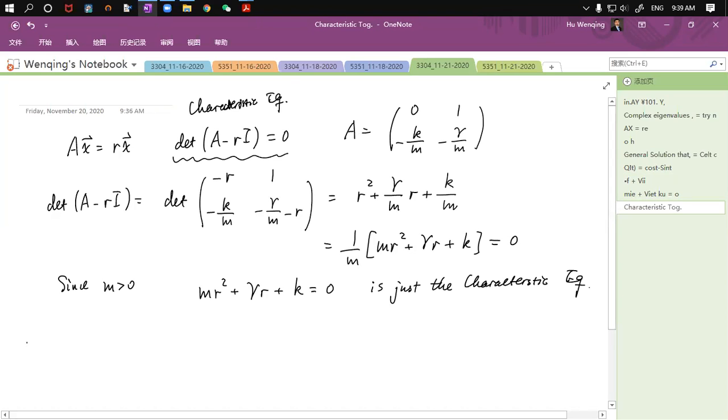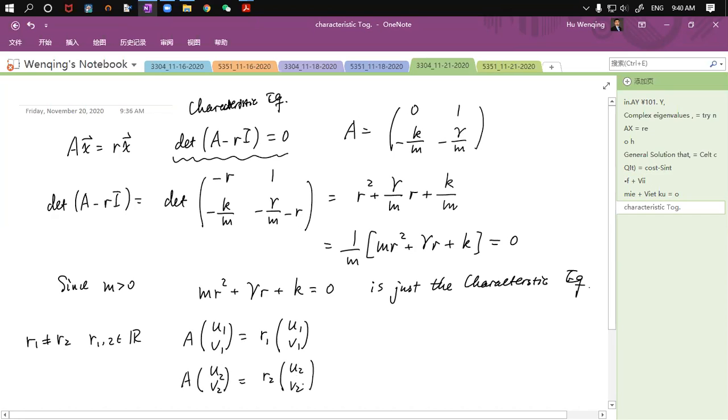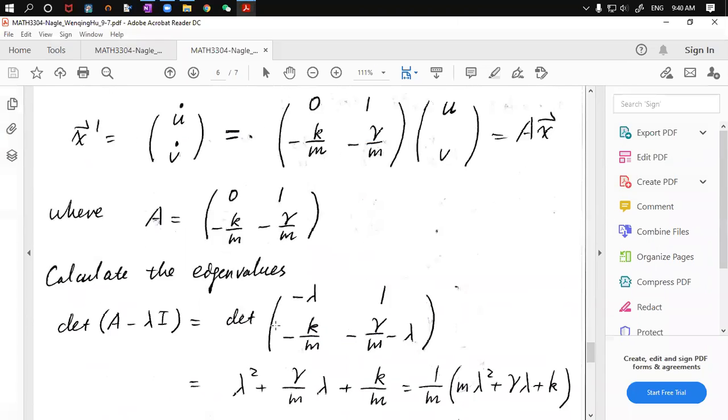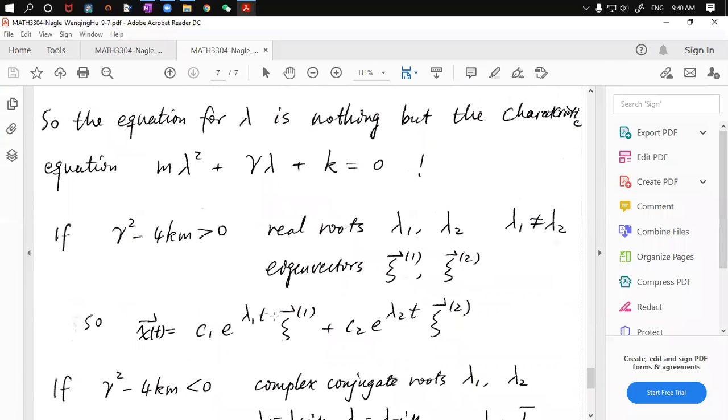Let's say you can find R1 not equal to R2, and R1, R2 are real. In this case, according to our theory, you're going to look for a vector. So basically you're looking for A(u, v) equal to R1 times (u, v), and then A(u1, v1) = R1(u1, v1) and A(u2, v2) = R2(u2, v2). You're looking for eigenvectors. Is that good, family? So you can resolve this eigenvalue, eigenvector equation.